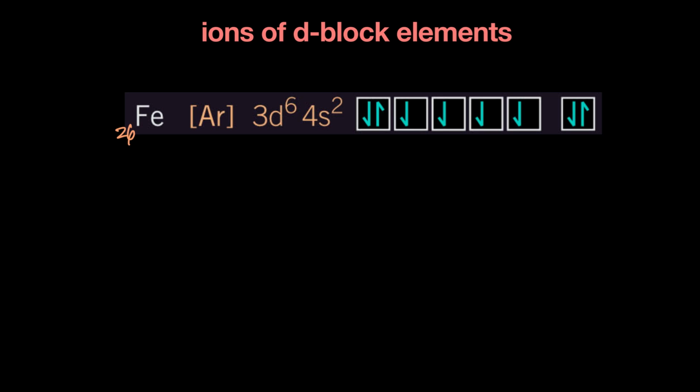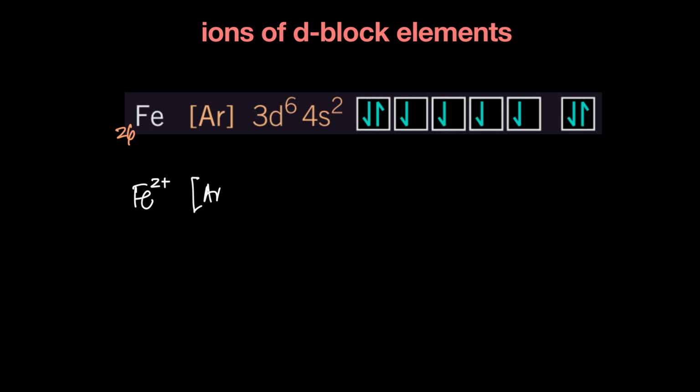But once iron has to make a 2 plus ion, it's not the 3d that loses electrons, even though that was filled at the end. The 4s loses electrons before the 3d. That's the rule for all transition elements.